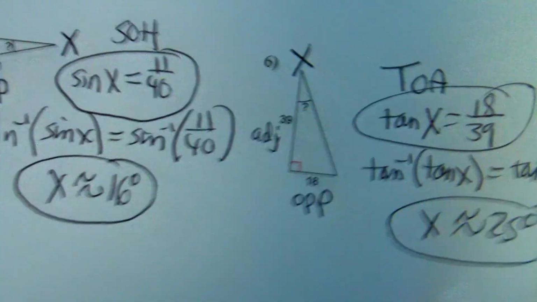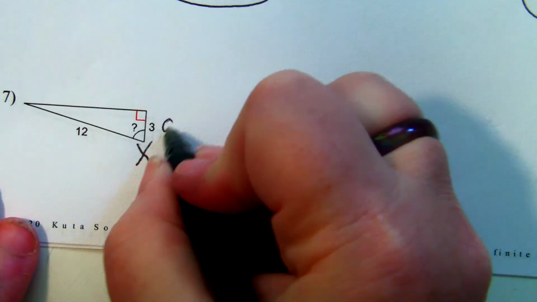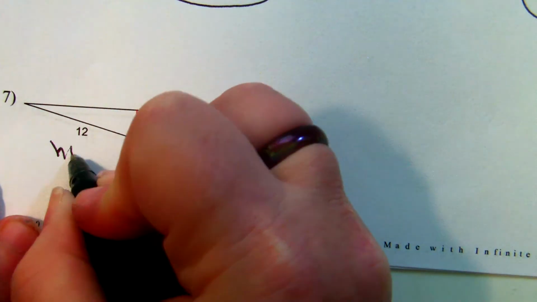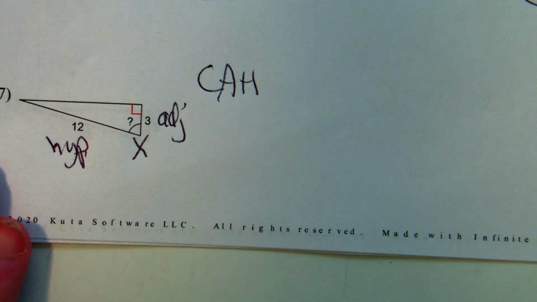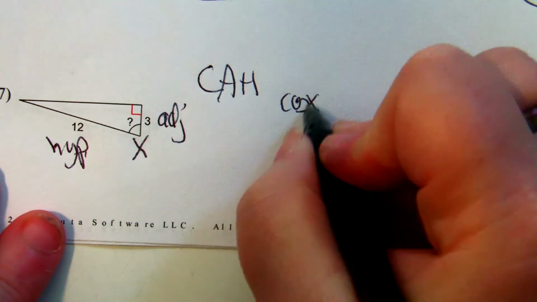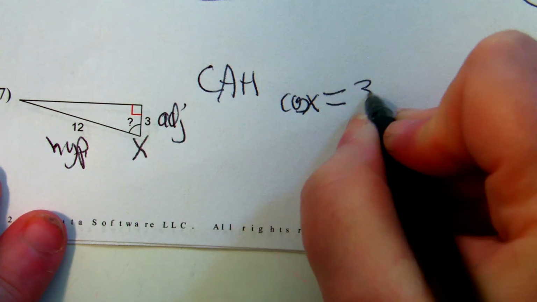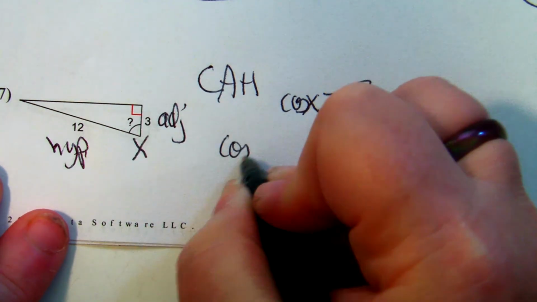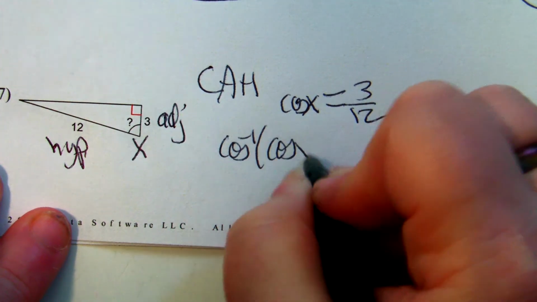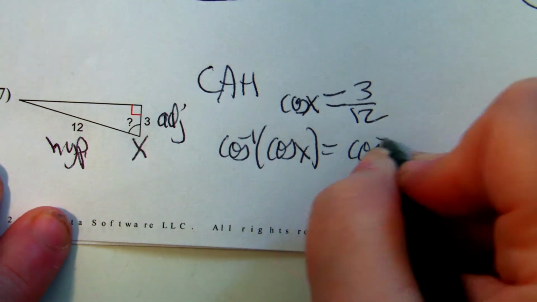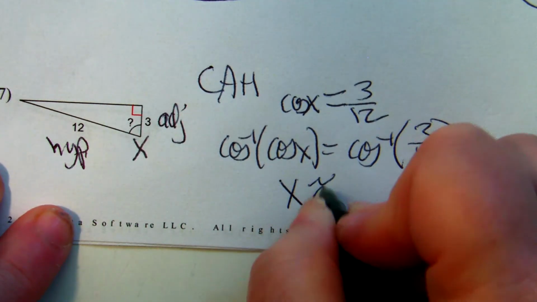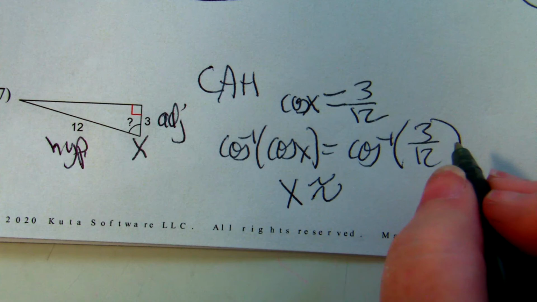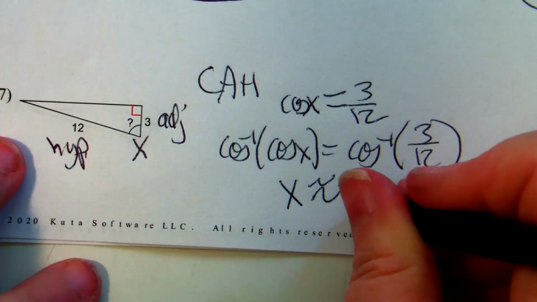And then the last one we're going to do, adjacent, hypotenuse. So which ratio do we use? So this becomes x, and you do cosine inverse of 3 over 12, and you get 76 degrees.